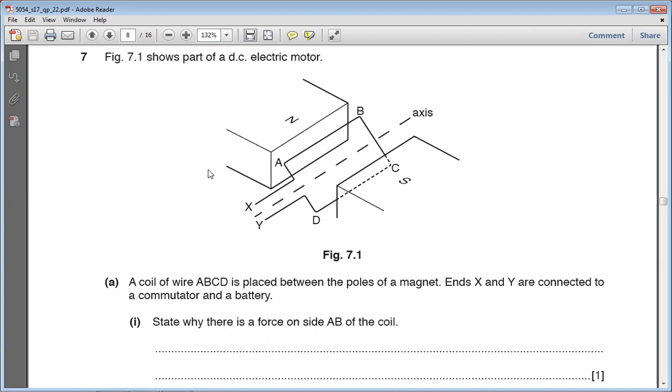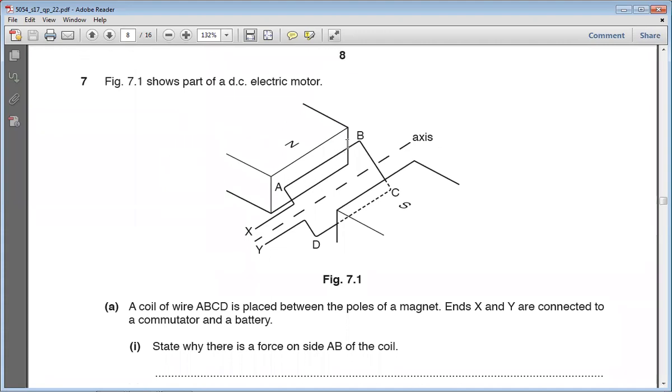A coil of wire ABCD is placed between the poles of a magnet, and X and Y are connected to a commutator and a battery. Here we always connect the split ring commutator with the motor. So he says, state why there is a force on the side AB of the coil.